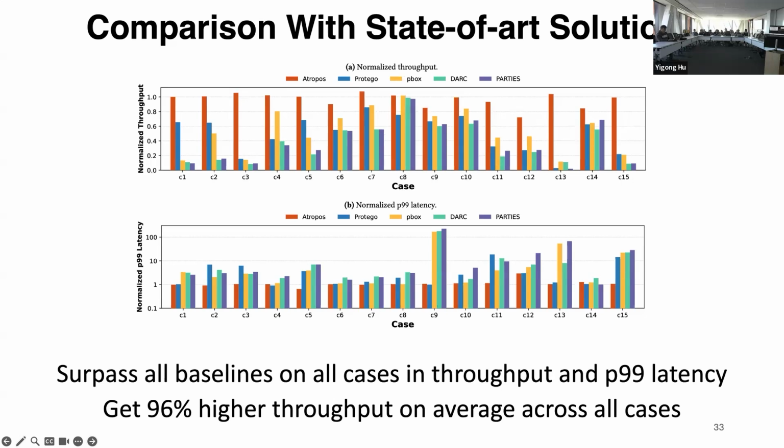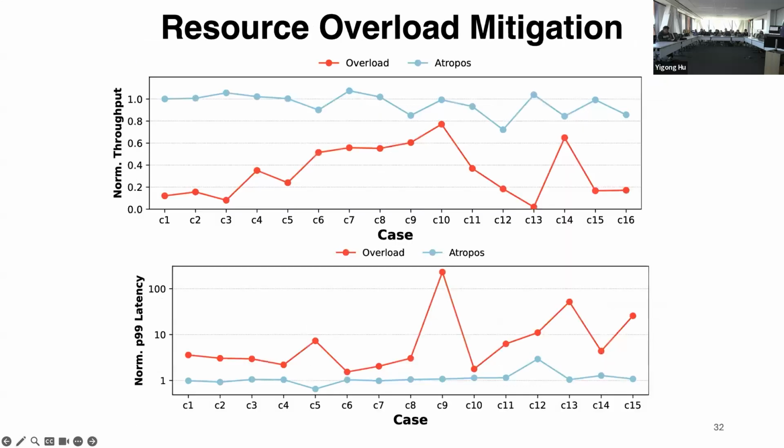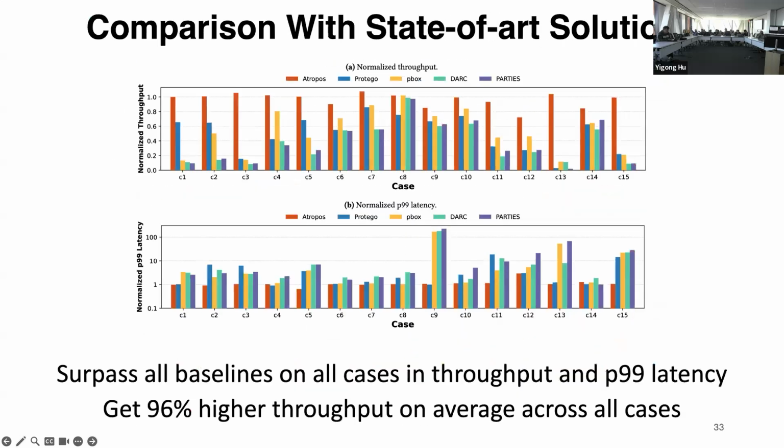Special about cases 12 and 13. For 12, Atropos doesn't do particularly well. And for 13, everyone does really poorly but Atropos. Let me check the cases. Yeah, these are the cases. Case 13 is the lock synchronization case in Elasticsearch. Basically you have one giant bucket query that locks the entire documentation. Since it's a lock, other requests cannot do anything, and that's why they have really bad tail latency. They have to wait for this long request to finish.